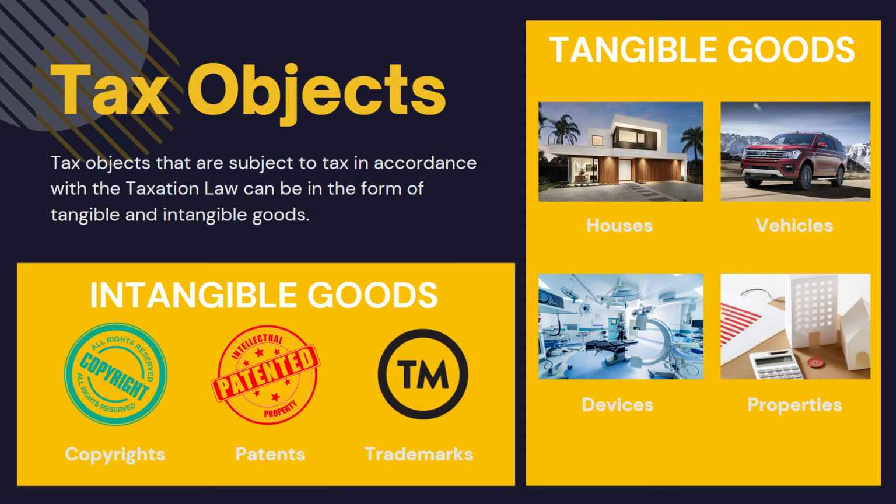Right, move to the next, which is the tax objects. Tax objects that are subject to tax in accordance with the taxation law can be in the form of tangible and intangible goods. Examples of tangible taxable goods are houses, vehicles, properties, medical devices, etc. And intangible taxable goods can be in the form of rights or credits for works or brand. For example, copyright, patents, trademarks, and so on.